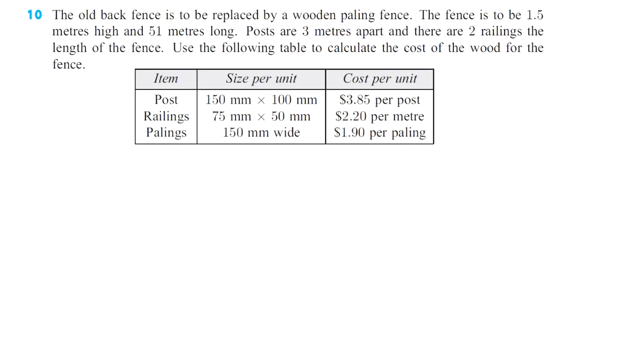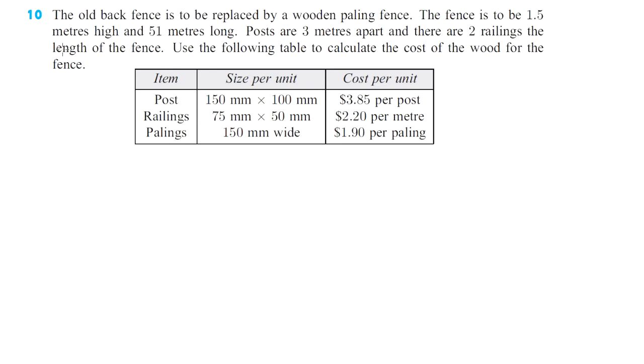The old back fence is to be replaced by a wooden paling fence. The fence is to be 1.5 meters high and 51 meters long. Posts are 3 meters apart, and there are 2 railings the length of the fence. Use the following table to calculate the cost of the wood for the total fence.